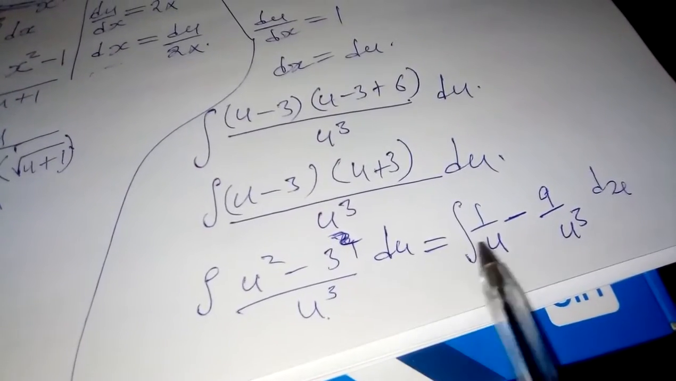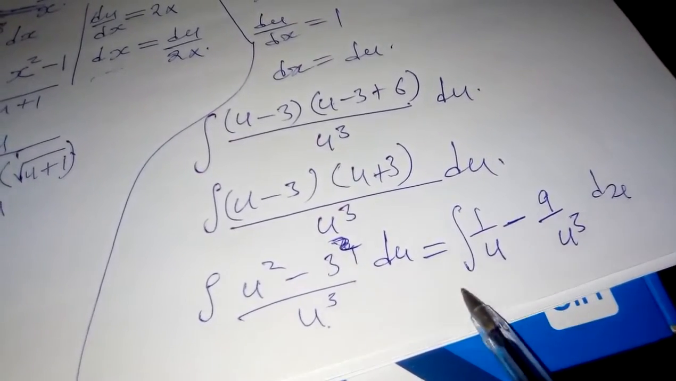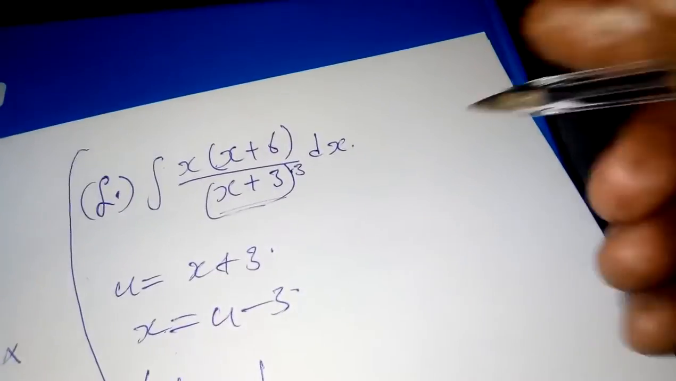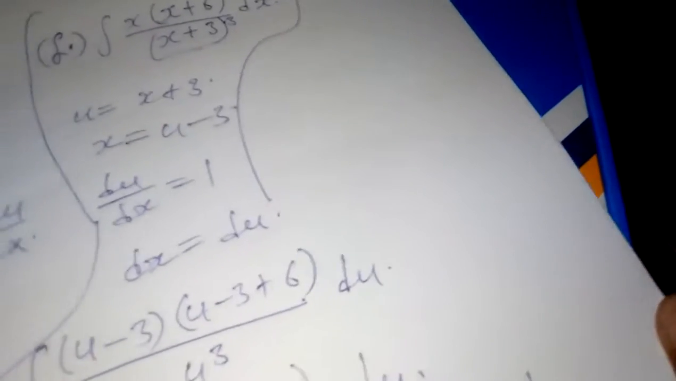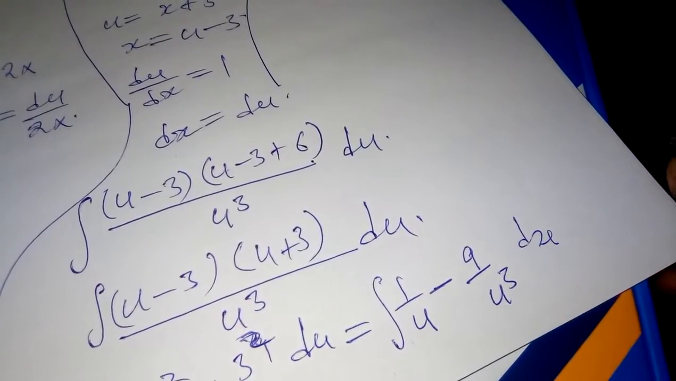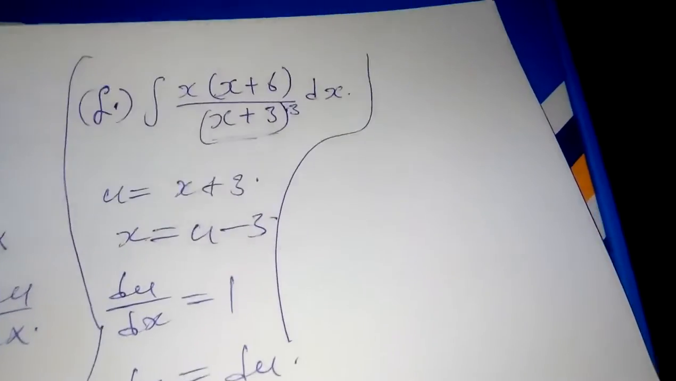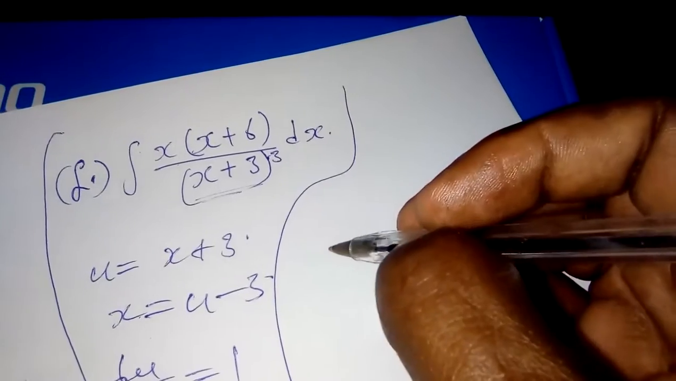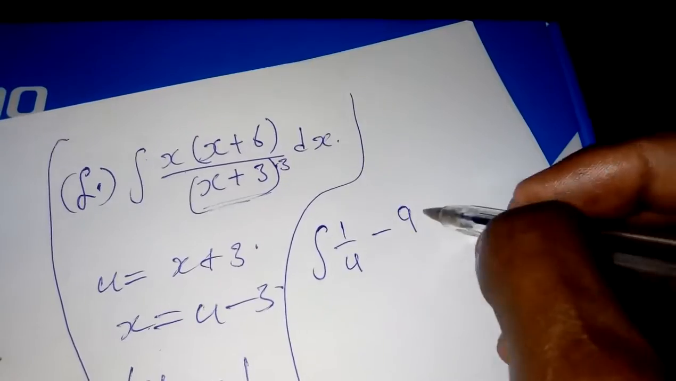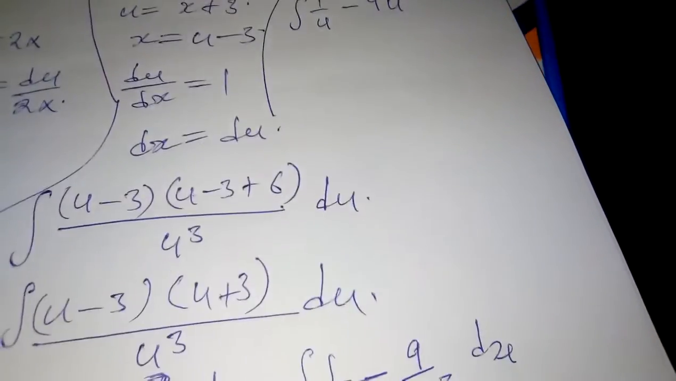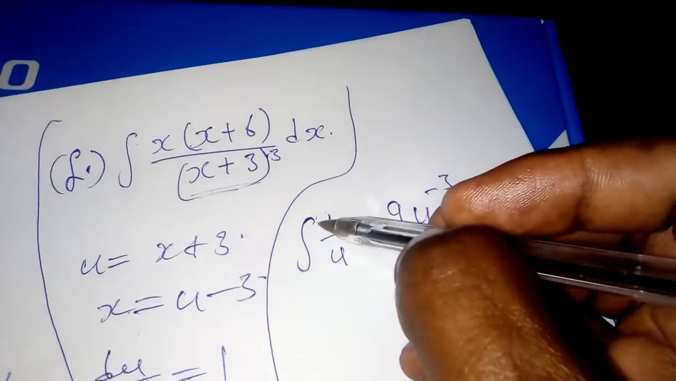This is now straightforward. When you integrate 1 over u, you get ln u. Let me just integrate it first here, I just wanted to show you how to integrate it, but let me just finish it up. So this is the integral of 1 over u, and then minus 9 over u to the power 3. So I'm having the integral of 1 over u minus 9 u to the power negative 3, which is just the same as this. Then I'm integrating everything here with respect to u.